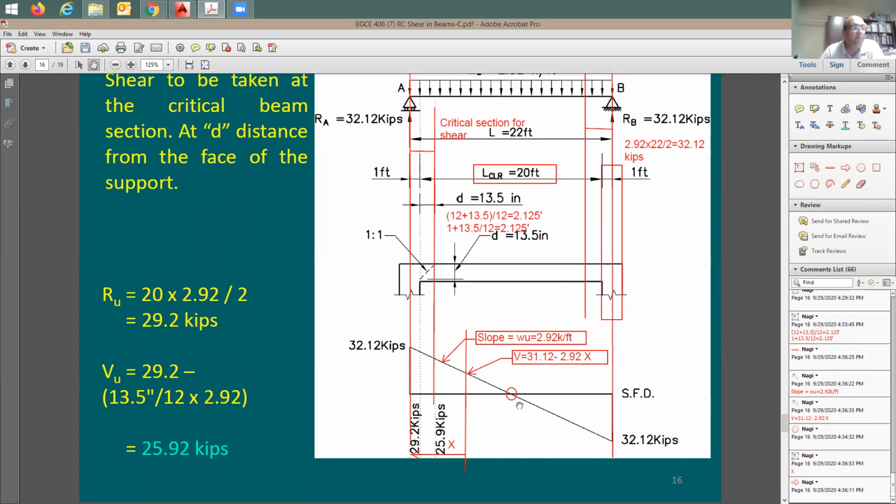All right. So my equation here says the shear at any section, at any point, which means the distance from here to there, the ordinate for the shear diagram, is going to be equal to the reaction, the 31.12, subtracting uniform load times X. What is X? The distance that you walk away from this support coming this way.